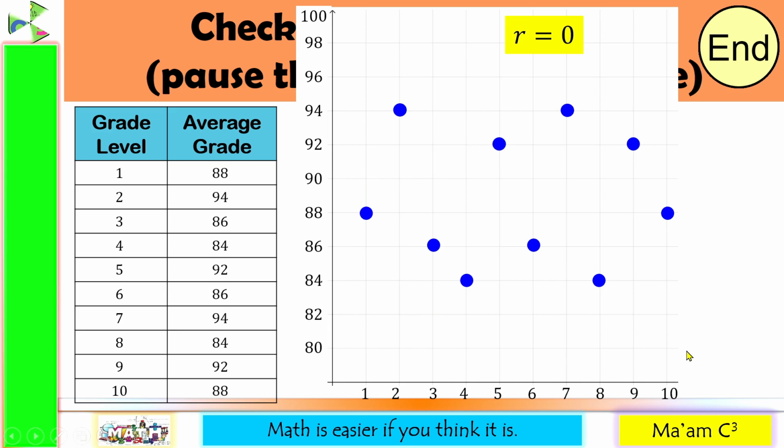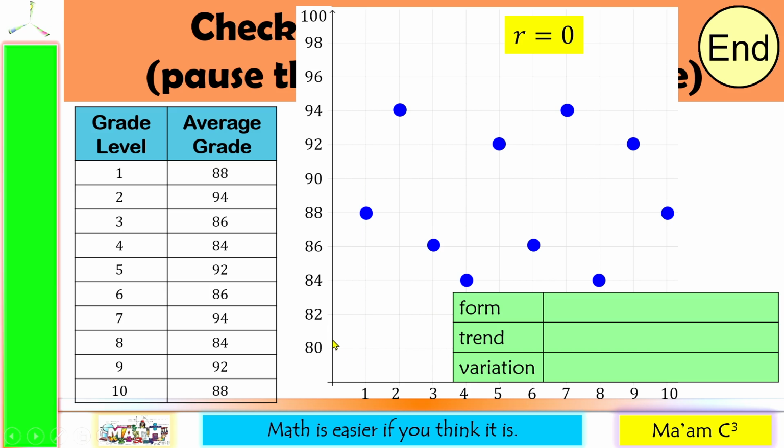Now let us determine the form, the trend, and variation. Since the points are far away from each other, they are scattered. Since they are scattered or spread out, then there is no trend, none. For the variation, we have no trend, so therefore we have no correlation.